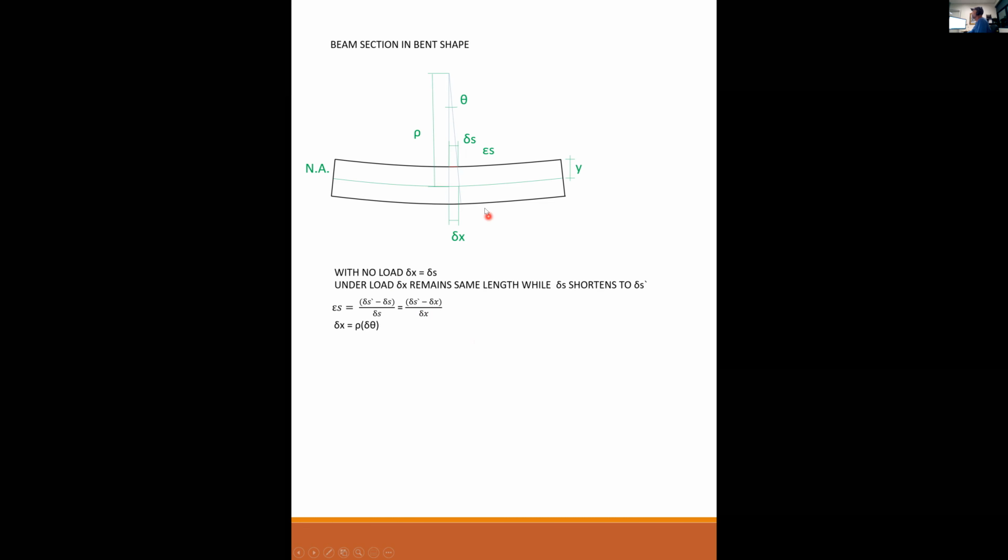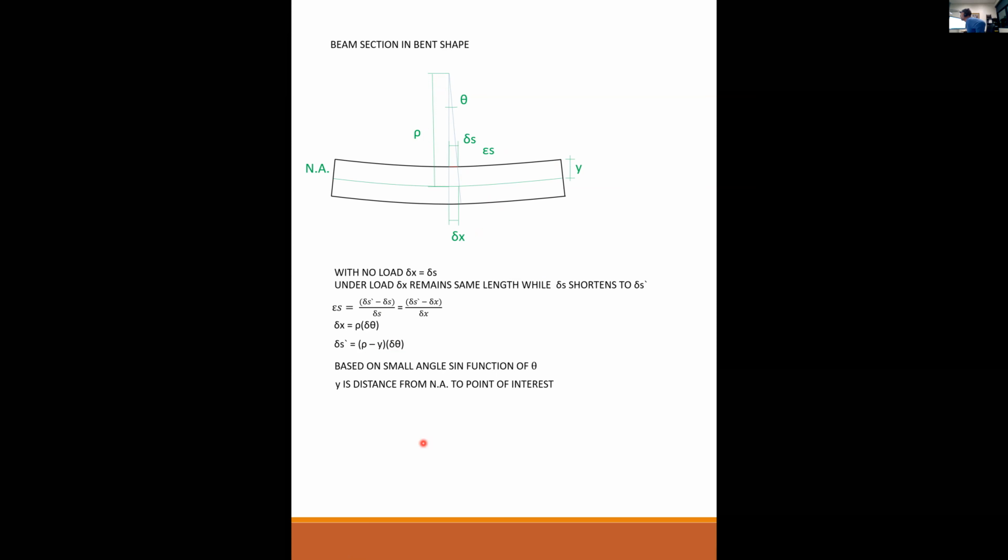And so remember this: if we take a perpendicular from the neutral axis, and we take another perpendicular from the neutral axis that's bent over here, those two come together at a point. That point has a radius of rho, and the angle between these two perpendiculars is theta. So if you think of this as a triangle, delta X is equal to rho times delta theta. We're using the small angle approximation there. And delta S prime is equal to rho minus y times delta theta, right? So if this is delta X and this is rho, then this is delta S prime and this is rho minus y.